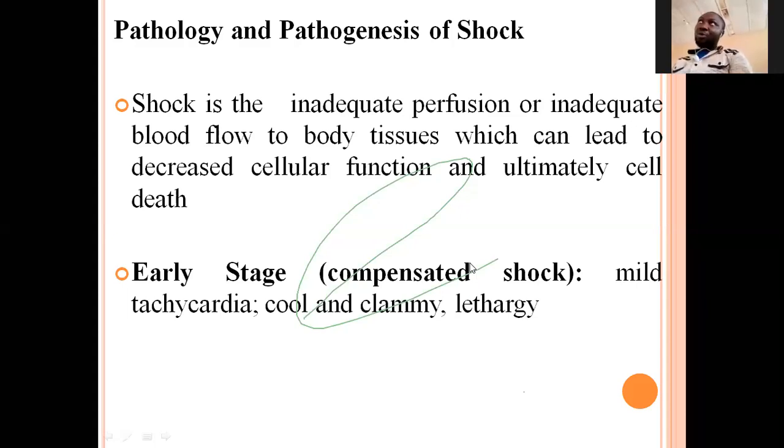Please, I want to be more clarified on the pathophysiology of anaphylactic shock. Again, more clarification on the pathophysiology of anaphylactic shock.